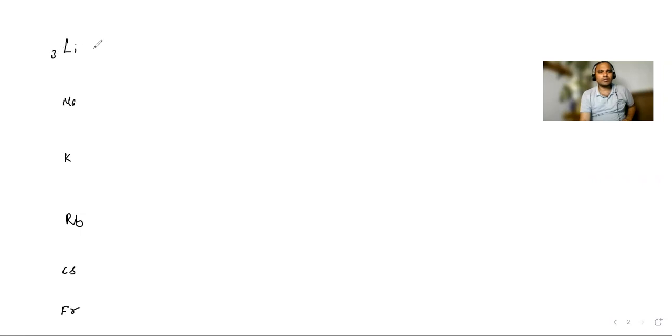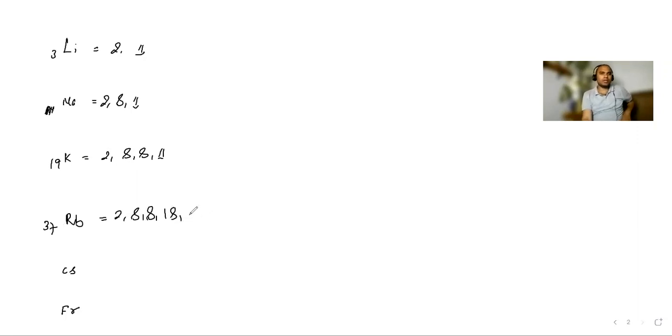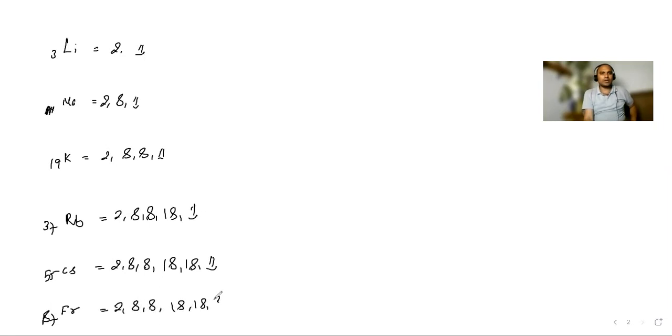So here the configuration is 2,1 for lithium. For sodium it is 2,8,1. For 19 it is 2,8,8,1. For 37 it is 2,8,8,18,1. For 55 it is 2,8,8,18,18,1. Here is francium, 87, and it is going to be 2,8,8,18,18,32,1.